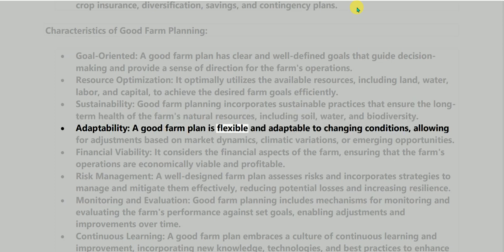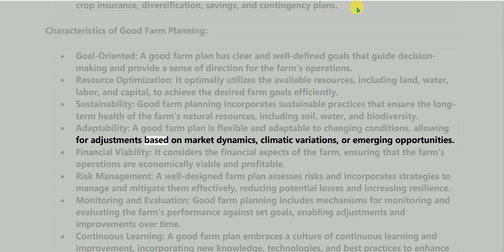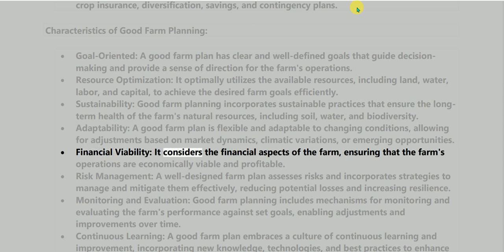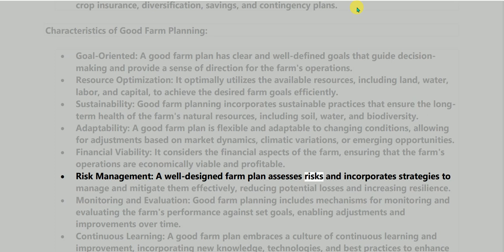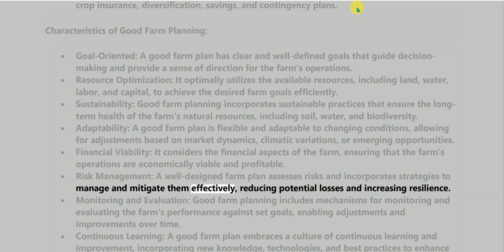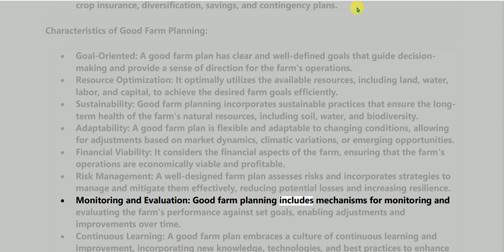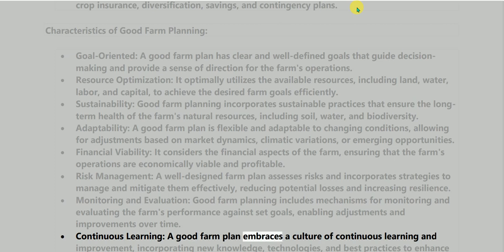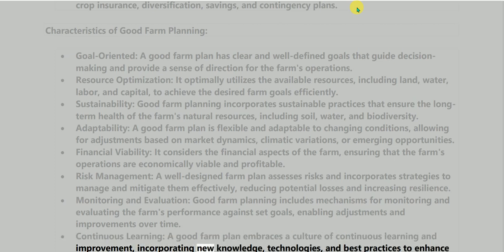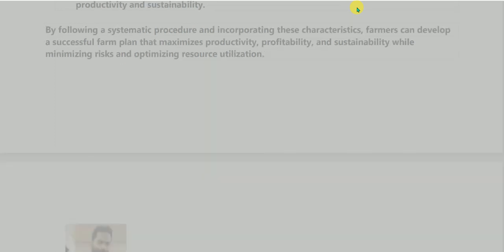Four, adaptability. A good farm plan is flexible and adaptable to changing conditions, allowing for adjustments based on market dynamics, climatic variations, or emerging opportunities. Five, financial viability. It considers the financial aspects of the farm, ensuring that the farm's operations are economically viable and profitable. Six, risk management. A well-designed farm plan assesses risks and incorporates strategies to manage and mitigate them effectively, reducing potential losses and increasing resilience. Seven, monitoring and evaluation. Good farm planning includes mechanisms for monitoring and evaluating the farm's performance against set goals, enabling adjustments and improvements over time. Eight, continuous learning. A good farm plan embraces a culture of continuous learning and improvement, incorporating new knowledge, technologies, and best practices to enhance productivity and sustainability.